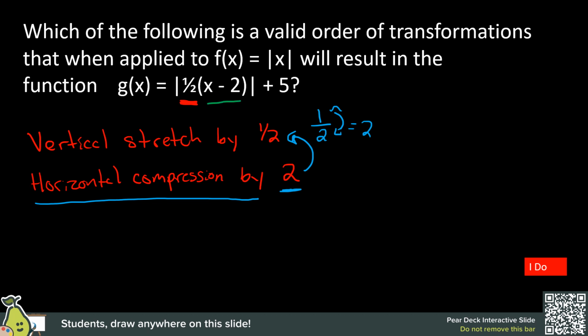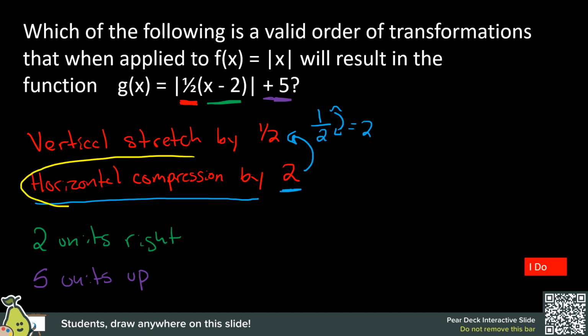As far as what's happening with that x minus 2, you guys are already very solid on that. We know we're going to go 2 units to the right. We know that it's the opposite of what we see there because we're setting x minus 2 equal to 0, and we'll get a positive 2. And then lastly, we have that plus 5, so we would go 5 units up. So I really want to stamp this horizontal compression. If you have any questions on that, guys, send me a message on Teams or ask me during class.